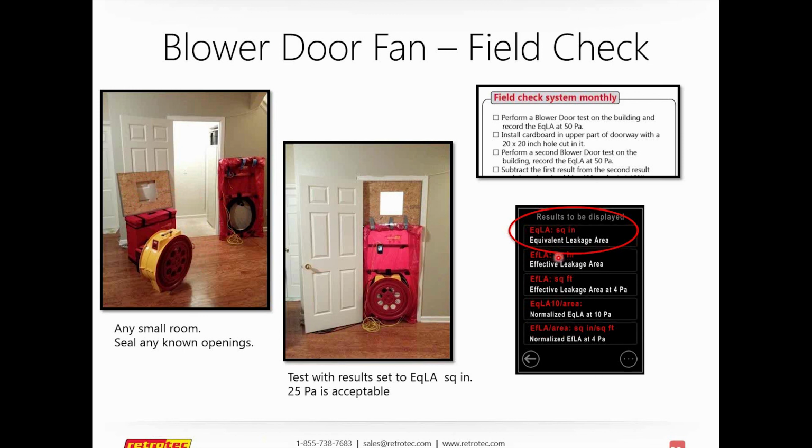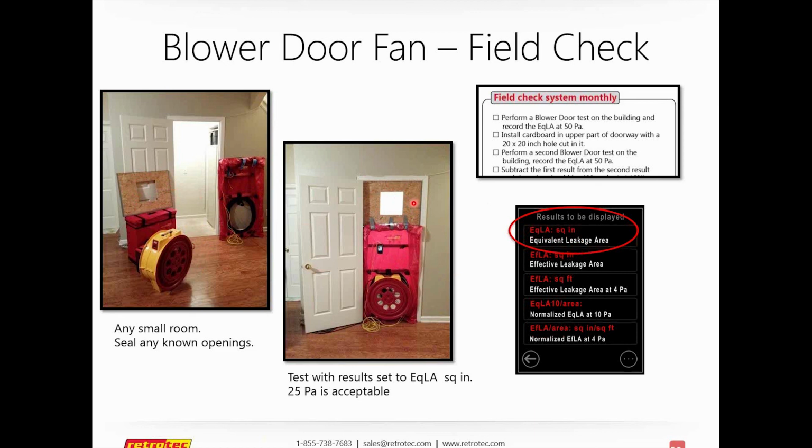So we go onto our gauge and set it to give us EQLA per square inch, or equivalent leakage per square inch. For those of you who are not in the U.S., we also have metric, so you could do per square centimeter. It doesn't have to be this, but this one is set for imperial guys like myself. Then we set this door up, put our fan into the door, and put this piece that we made above it.